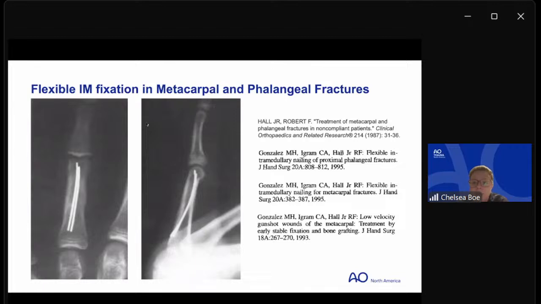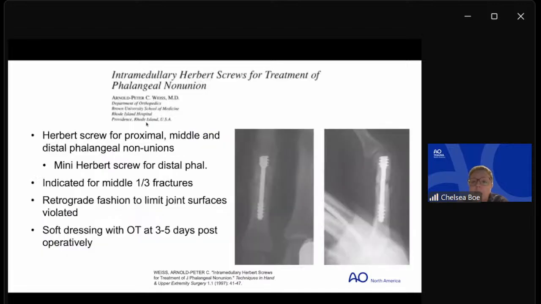It's been adapted to phalangeal fractures with the use of intramedullary pinning. This was reported in the literature in the 80s and early 90s. And then in 1997, Dr. Weiss described the use of a Herbert screw for fixation of middle third phalangeal non-unions, noting the immediate stability afforded by this technique. Patients were appropriate for a soft dressing and quite early mobilization.